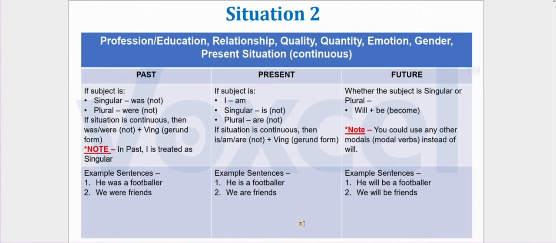We were friends. So if you want to talk about relationships in the past, you will say we were friends. In the present, we are friends, and in the future, we will be friends.